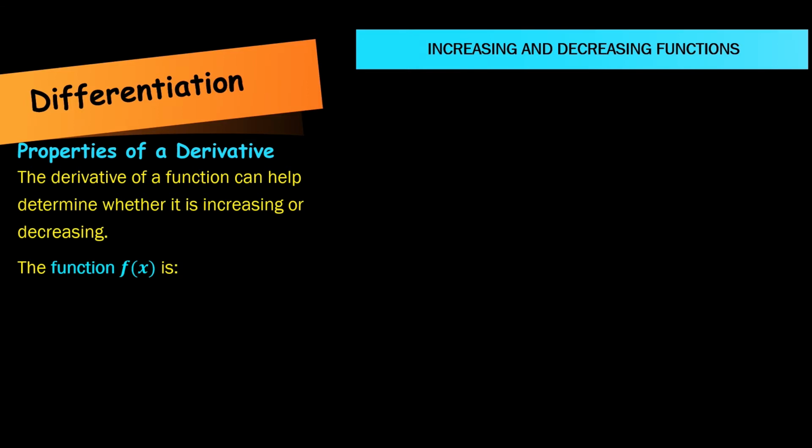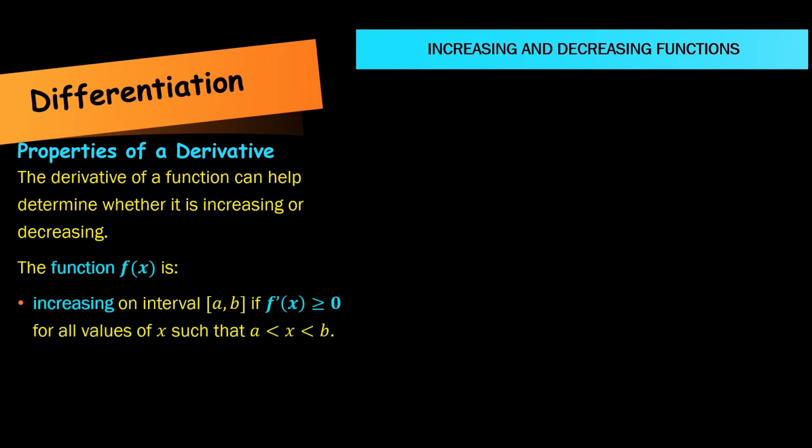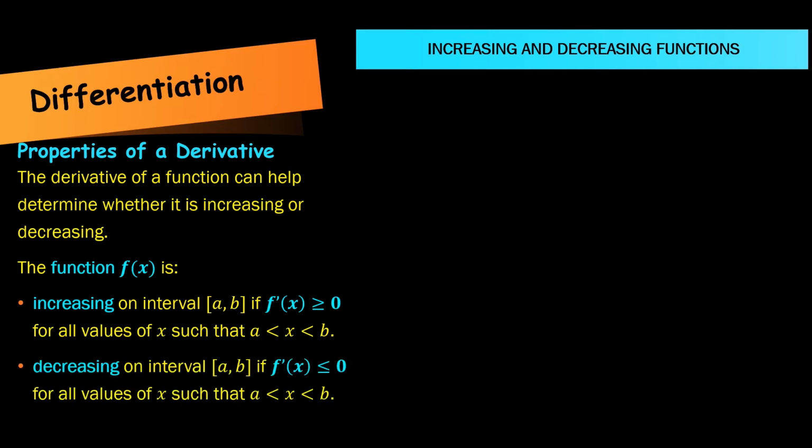The function f(x) is increasing on interval (a, b) if f'(x) is greater than or equal to 0 for all values of x such that a < x < b. And it is decreasing on interval (a, b) if f'(x) is less than or equal to 0 for all values of x such that a < x < b.